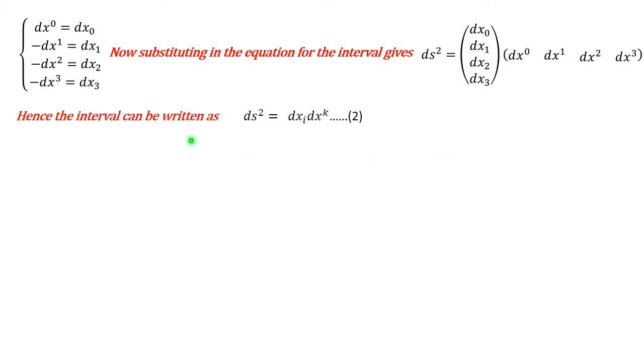Hence the interval can be written as ds squared equals dxi dxk. We call that equation 2. You can see that this dxi is covariant, that's why you have the i as a subscript, and then dxk is the other matrix here, which is the row matrix. It is contravariant, so you have a superscript there. We call that equation 2.